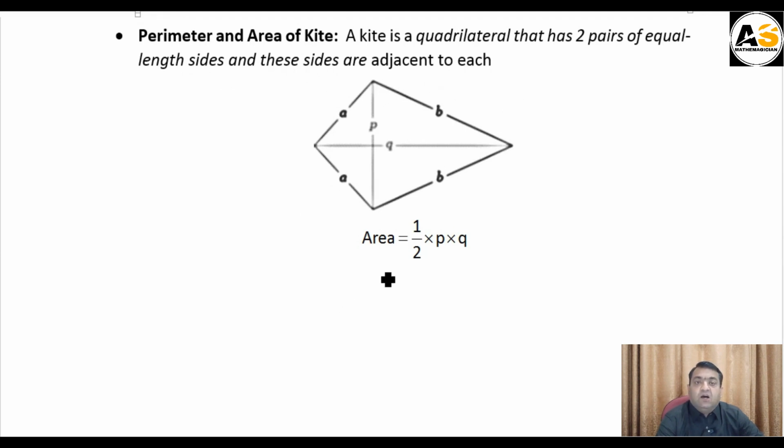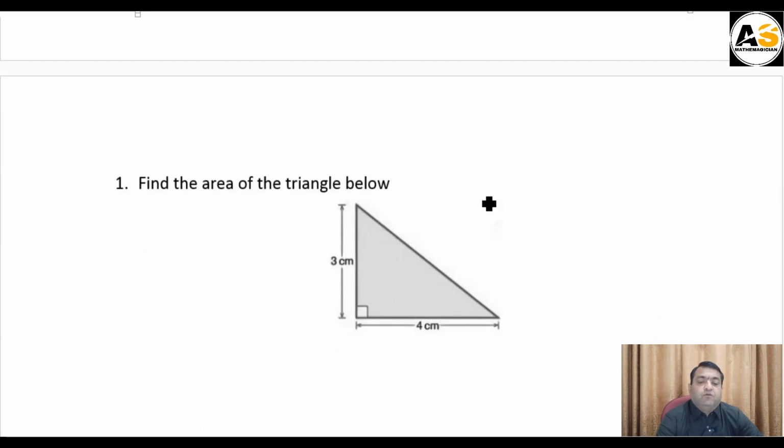So what is the area of the kite? Area of the kite is the product of the lengths of the two diagonals divided by 2. Half of the product of lengths of two diagonals. So these two formulae we will use in today's lesson. Perimeter, of course, for kite, two sides will be of the same length, two will be of the same length. We will add the lengths of two different sides and multiply it with 2 to get the perimeter.